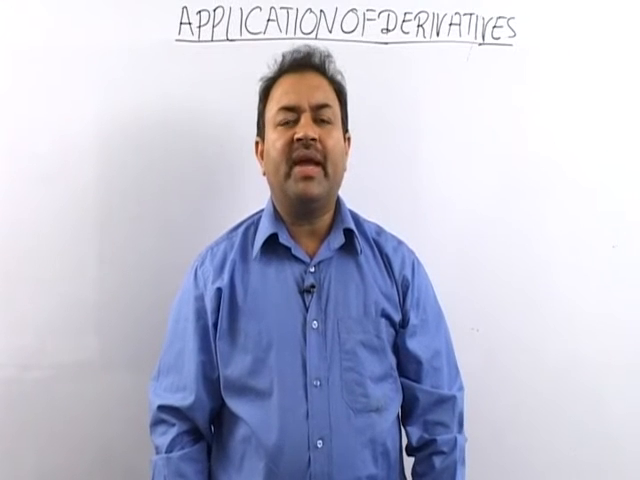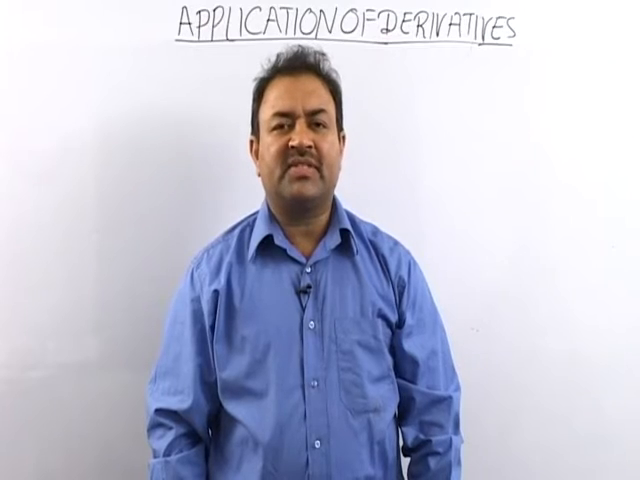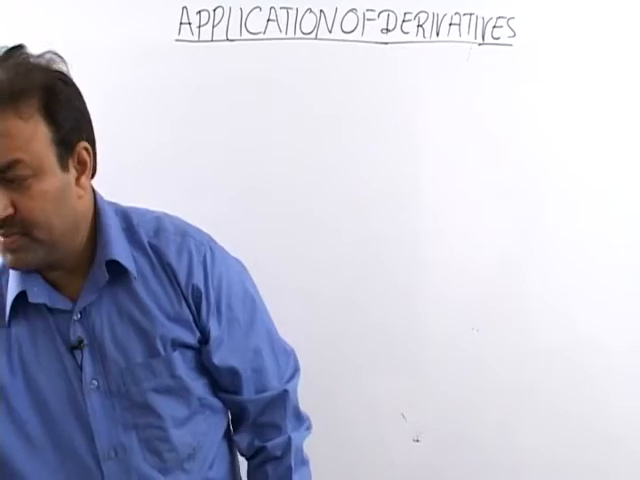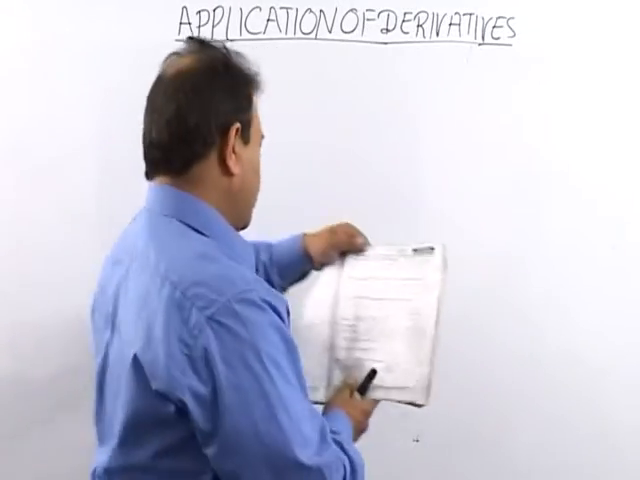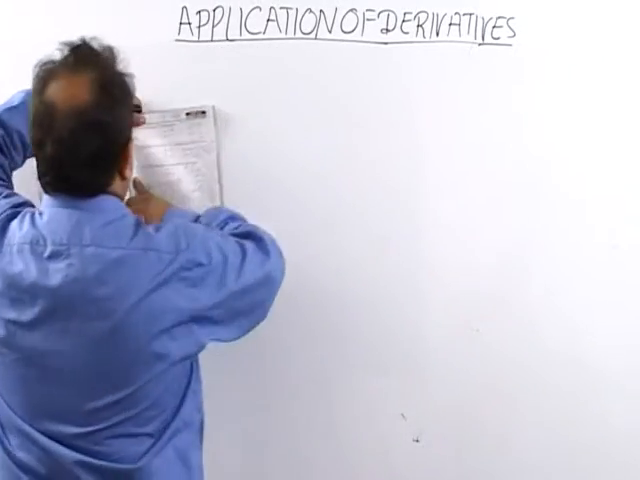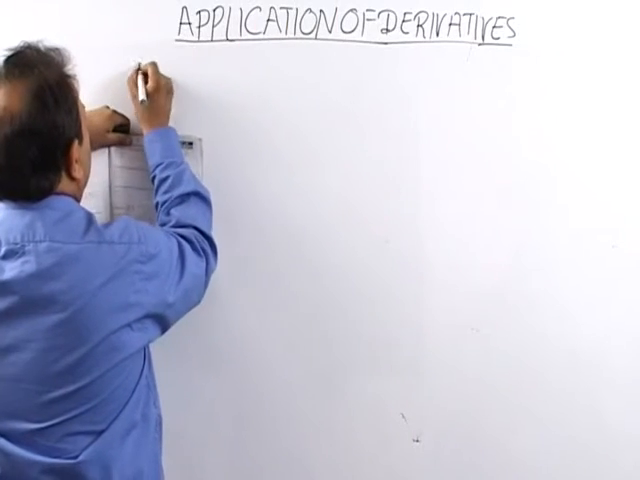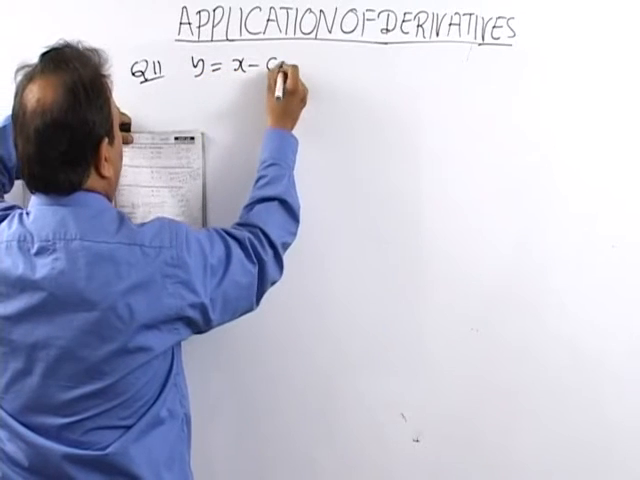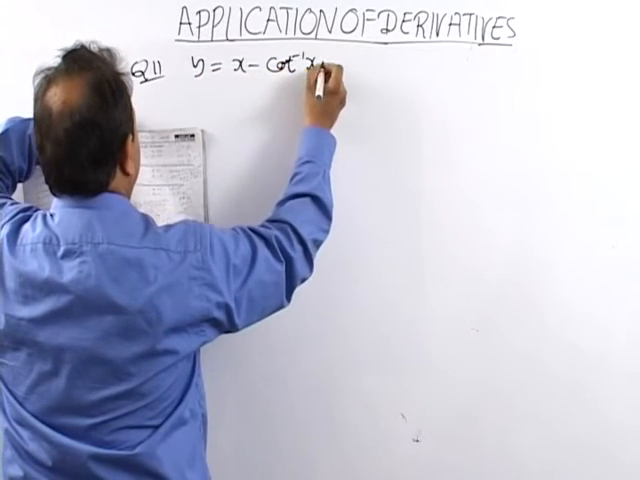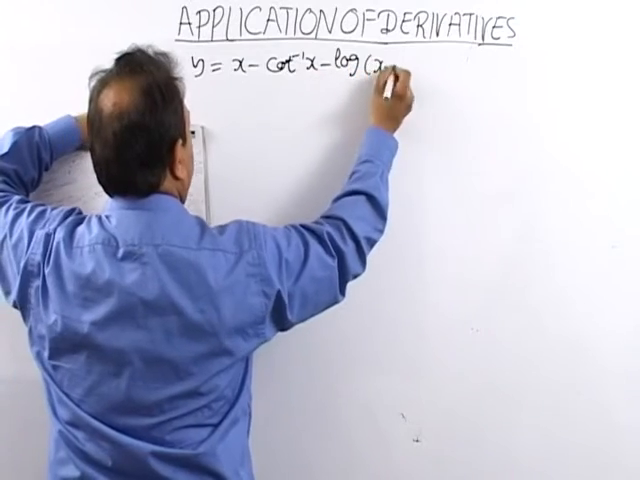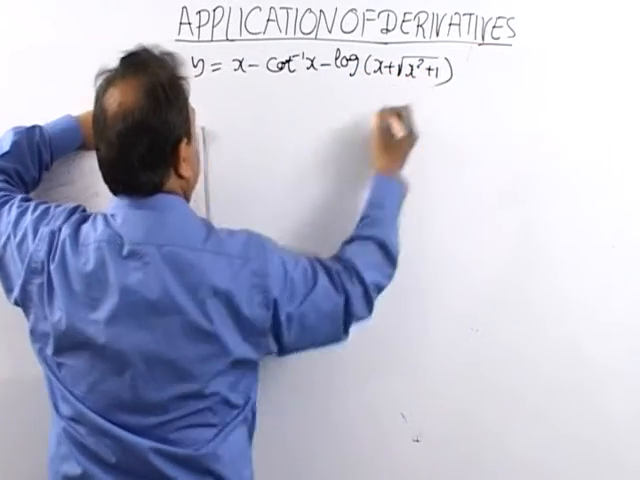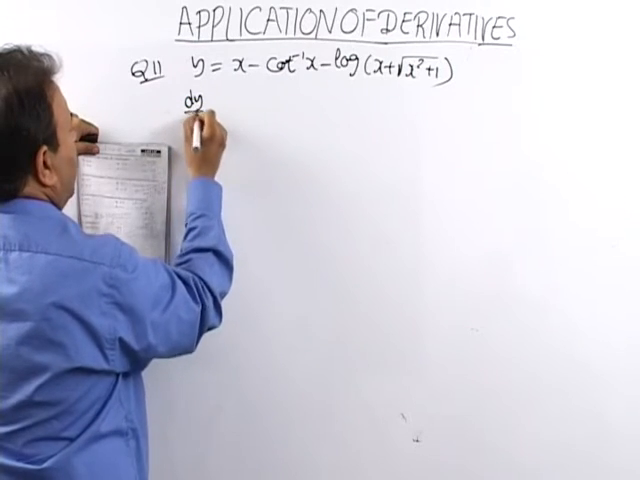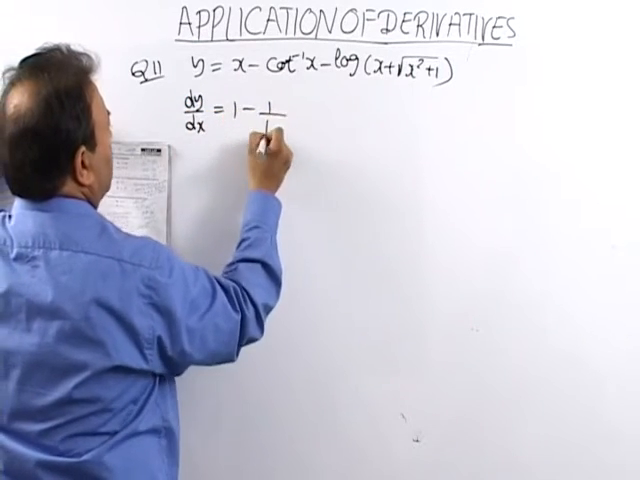We are continuing with increasing and decreasing functions. The next problem of our booklet is question number 11. y is equal to x minus cot inverse x minus log of x plus square root of x square plus 1. dy by dx is 1 minus 1 upon x square.